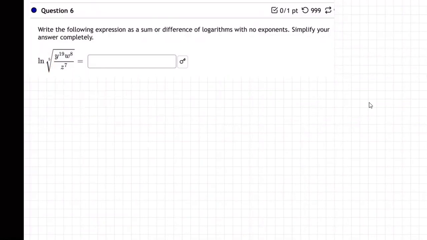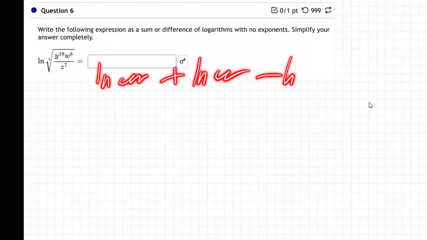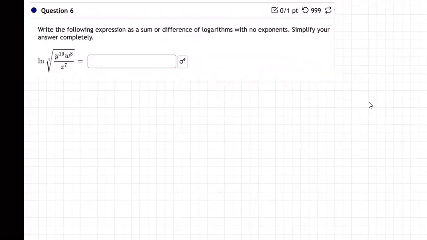They want us to write it as a sum or difference, adding and subtracting of logarithms, plural, with no power. So they want us to write ln of something plus ln of something minus ln of something, right? That's what they want us to do. Several logs added, subtracted. Simplify your answer completely. No powers when we're done.